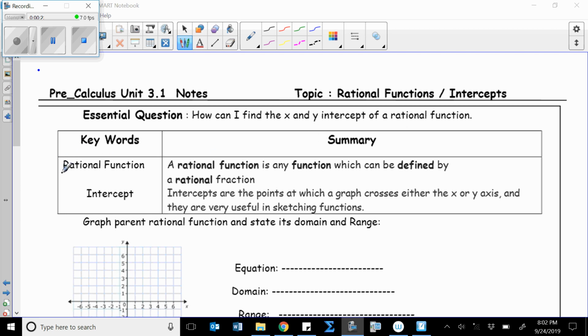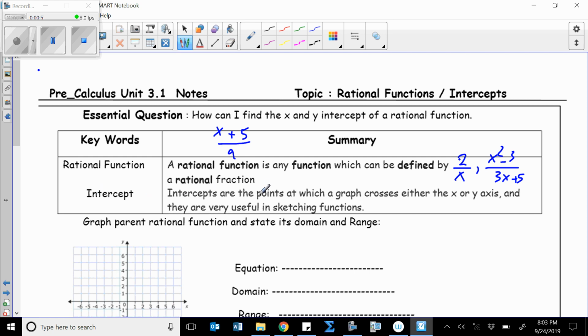Let's first of all see what is a rational function. A rational function is any function which can be defined by a rational fraction, like for example 2 over x, or x squared minus 3 over 3x plus 5. So these are rational functions, but if I give you, for example, x plus 5 over 9, this is not a rational function because your variable is not in the denominator. This is just a simple linear function.